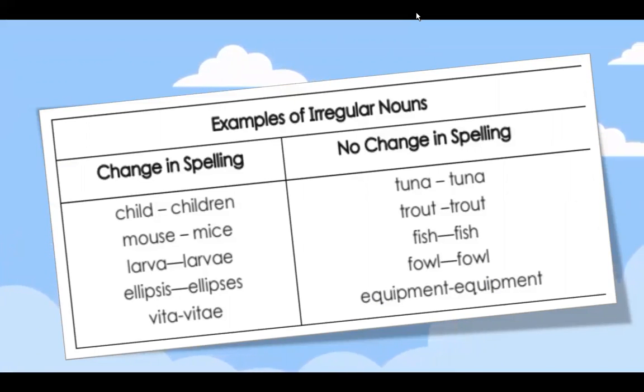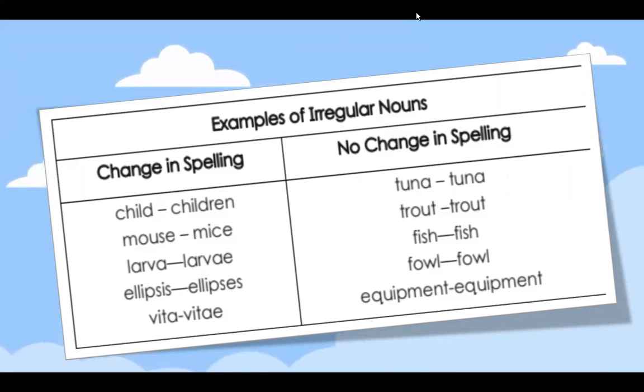We have tuna. Oh no, this one on the second column, there is no change in spelling. The tuna will be tuna. The trout will be trout. Guys, trout is a general term for freshwater fish. Now we have fish, which is also fish. Fowl will become fowl, and equipment will be equipment.